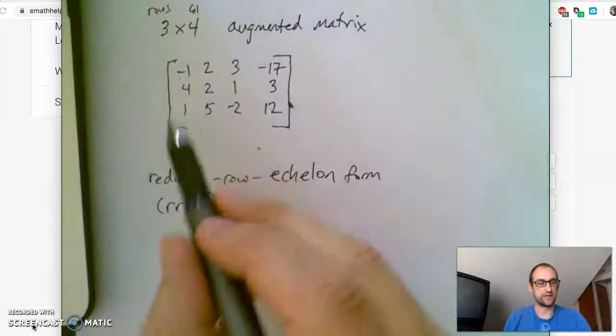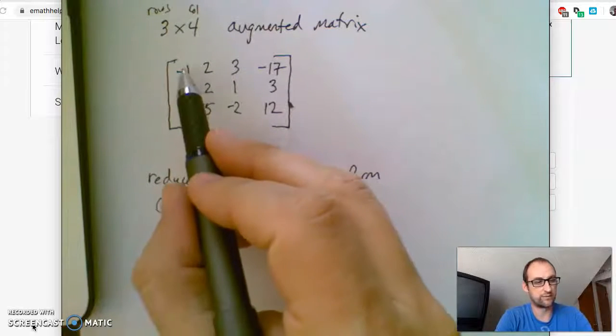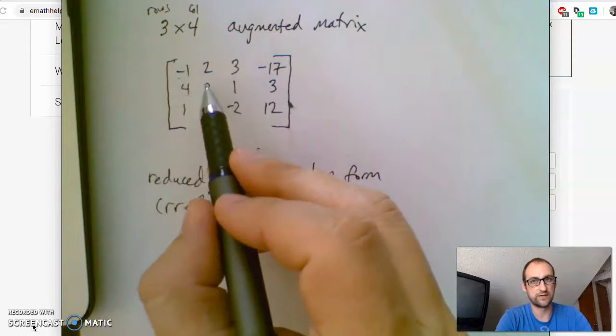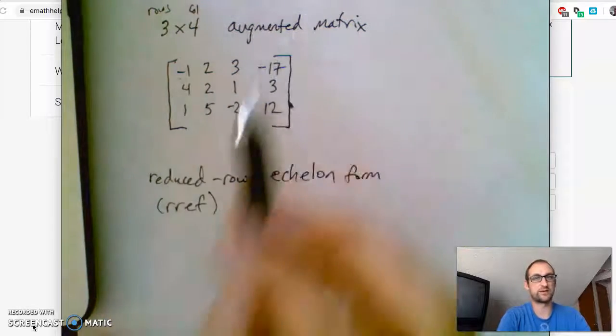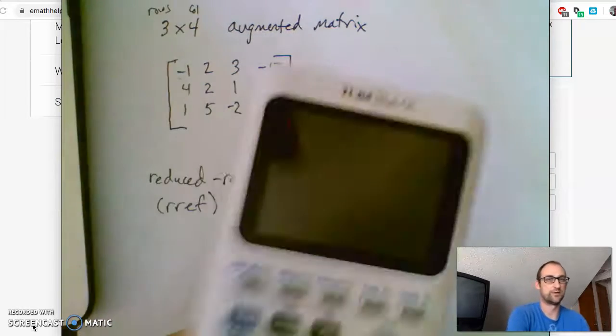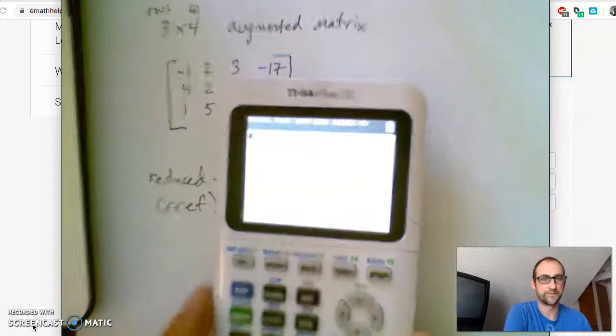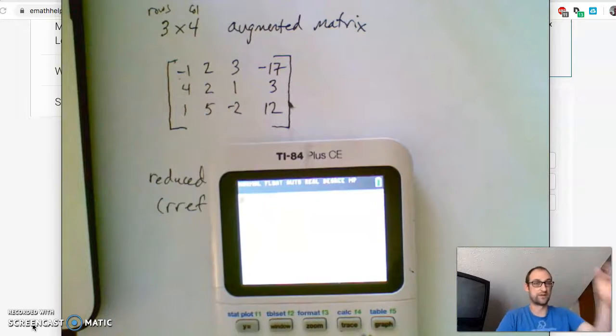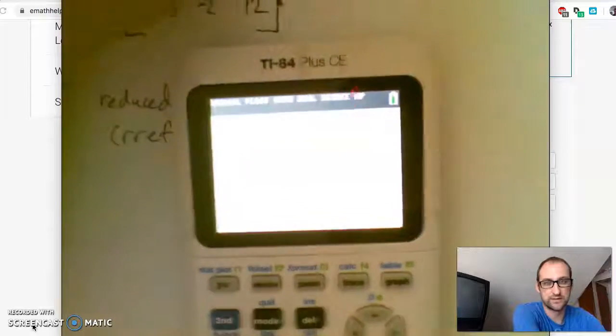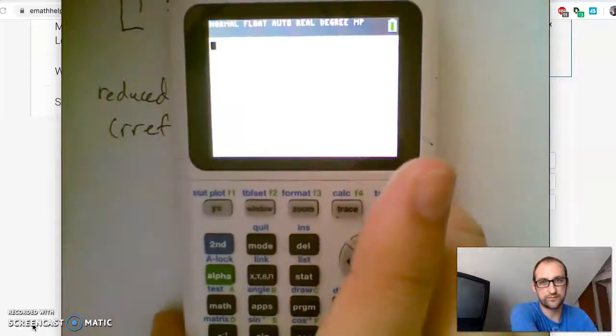So if you can get this thing to have a 1 here, a 1 here, and a 1 here, and zeros everywhere else, it actually is like doing all the hard work to solve it. But we're going to make our calculators do the hard work. So I'm going to type this matrix in my calculator. You can do lots of cool things with your calculator. So let's see how to do that.